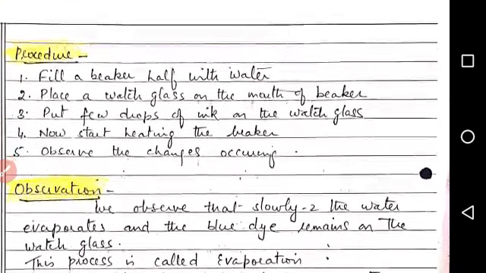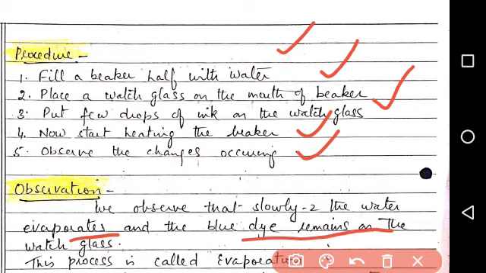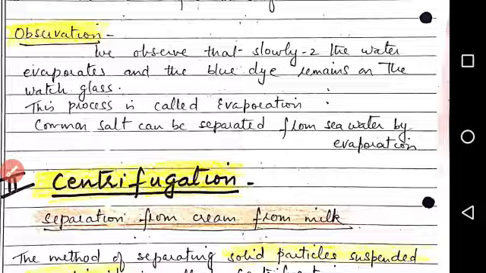The procedure is given here. First, fill a beaker half with water. Second, place a watch glass on the mouth of the beaker. Put a few drops of ink on the watch glass. Now start heating the beaker and observe the changes occurring. Observation: we observe that slowly the water evaporates and the blue dye remains on the watch glass. This process is called evaporation.